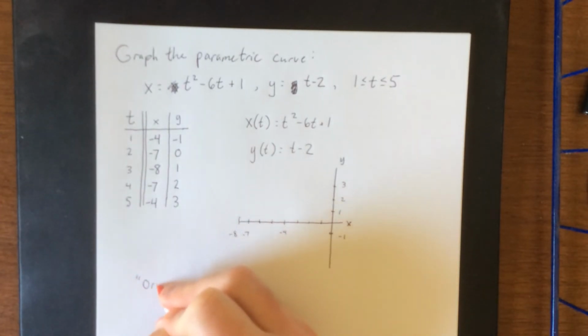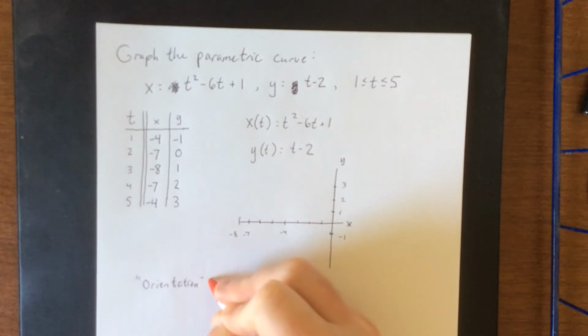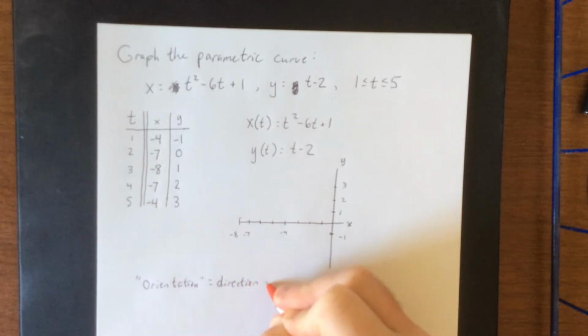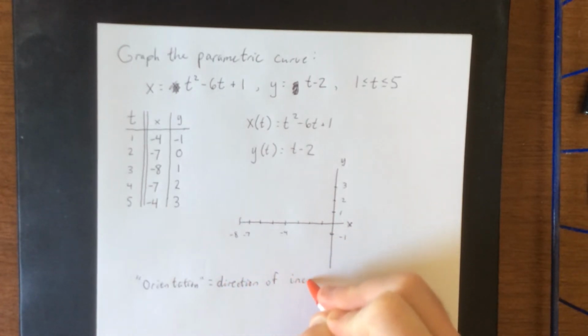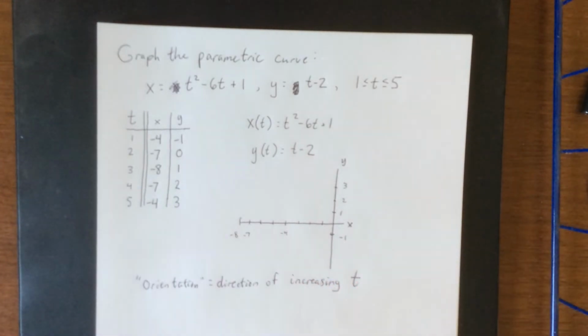An orientation for the curve is going to be the direction of increasing t. The direction of increasing t. So as t is getting larger, this will allow us to point the curve in a given direction.